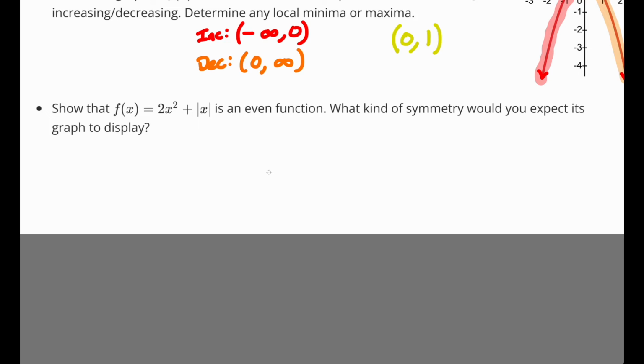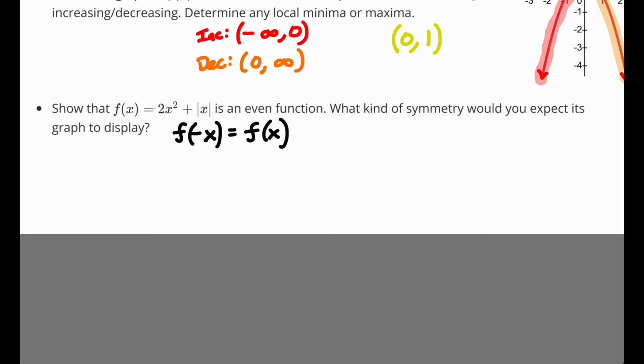So the next one, it says, show that f of x equals 2x squared plus the absolute value of x is an even function. What kind of symmetry would you expect its graph to display? All right, so we kind of went over this quickly, but the main thing you have to understand, if something's even, that means the following is true. If I plug in negative x for the f function, you're gonna get positive, like f of x out of it. So basically where you started.